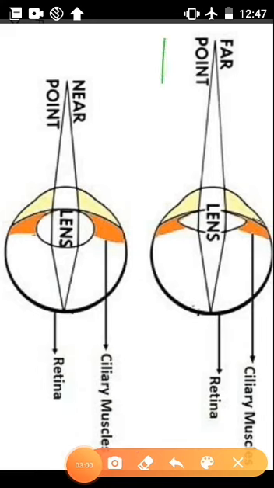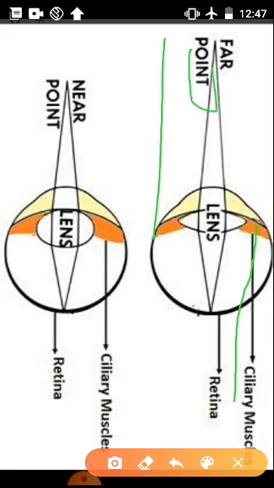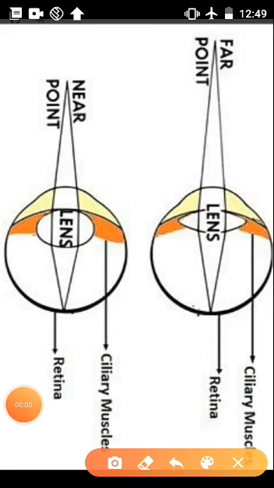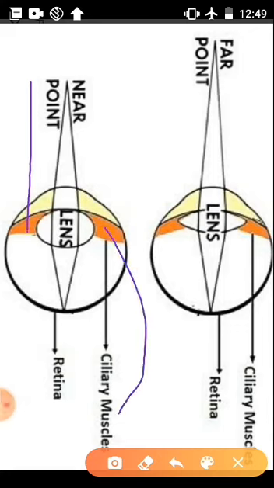So, if the focal length of the eye lens is increased by the relaxed ciliary muscles, we can get a clear image of a distant object. If the focal length of the eye lens is decreased by the contraction of ciliary muscles, then only are we able to see the near object clearly.